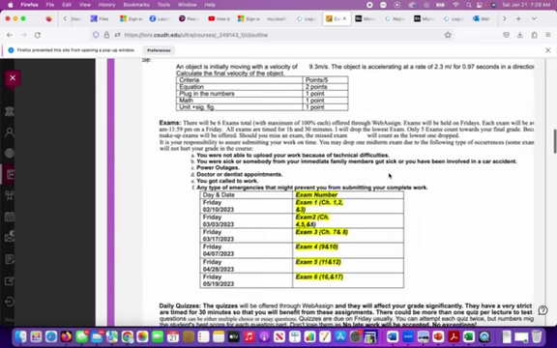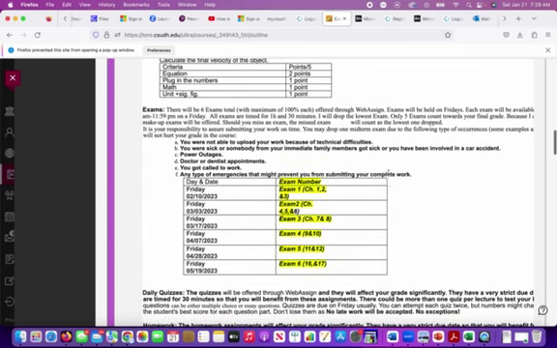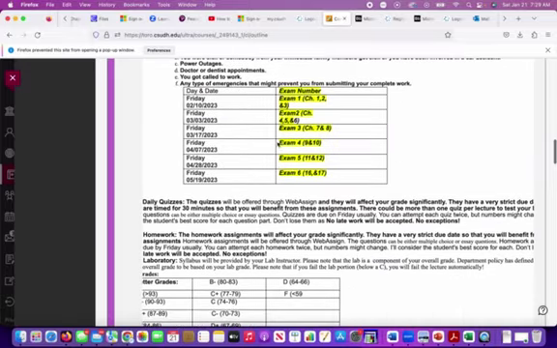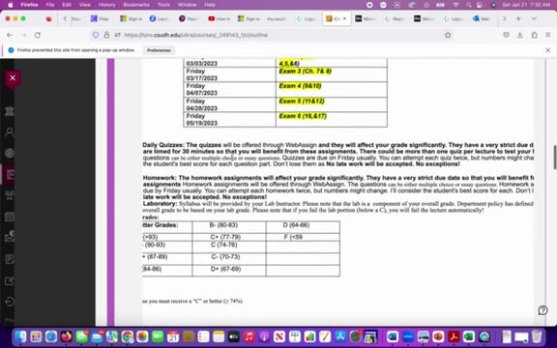Okay, should you miss an exam, the missed exam will count as the lowest one dropped. And I repeated here what are the things that are going to make you drop an exam. I advise you not to drop an exam unless it's a real emergency, because you never know what's gonna happen. Here I'm providing you the exams with the chapters and the due dates.